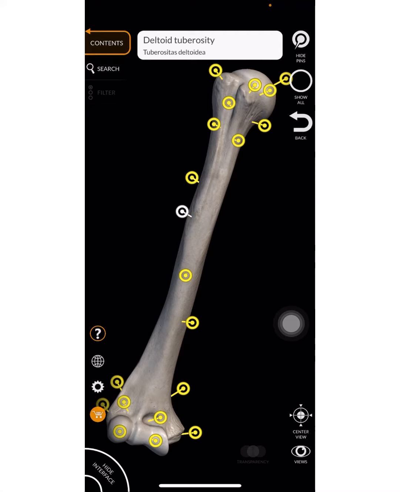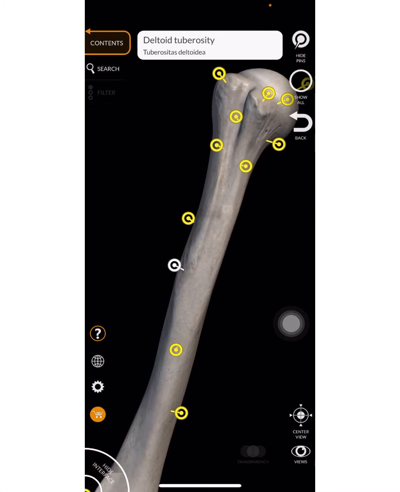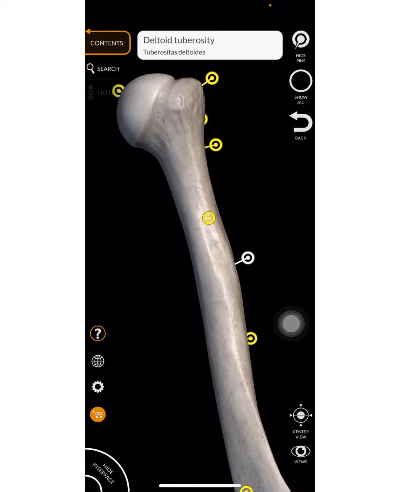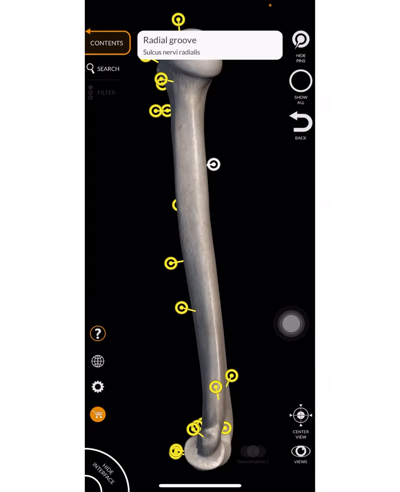This is the deltoid tuberosity, which is a point of insertion for the deltoid muscle. And then on the posterior aspect we have this groove called the radial groove, also called the spiral groove, which is the path for the radial nerve along with the profunda brachii artery. So this is all about the shaft of the humerus.